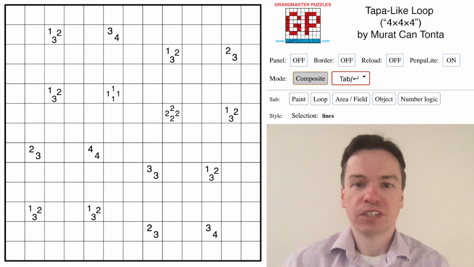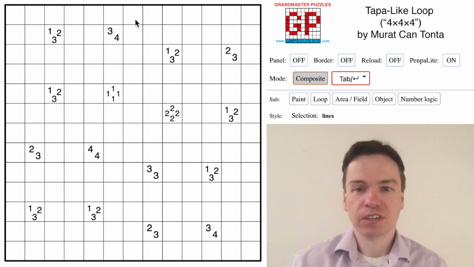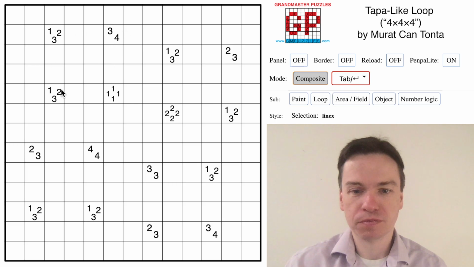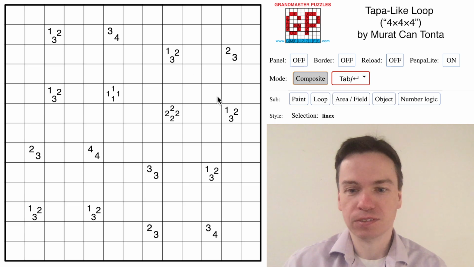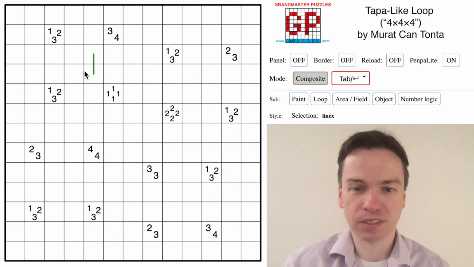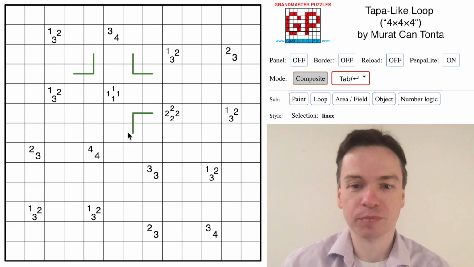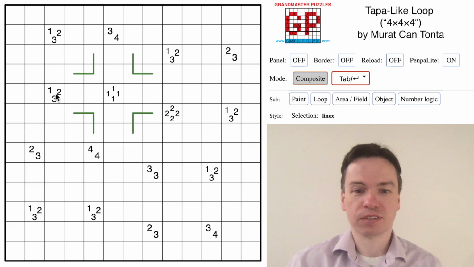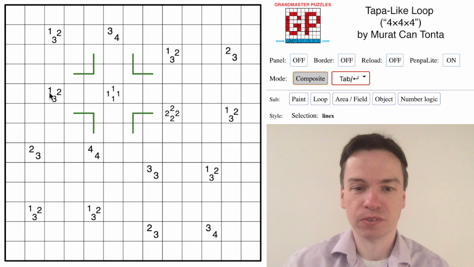We're here to solve this challenging Tapa-Like Loop puzzle by Murat Can Tonta. Its theme is 4x4x4 for these clue groups, and we see a set of really challenging clues. These 1, 2, 3s, which are in a lot of the grid, are actually very ambiguous clues because they have a lot of the common loop sizes around them. So we're going to have a bit of work cut out to figure out how those go, although needing to have a 1 around them may help us.